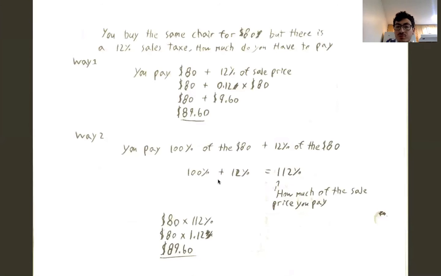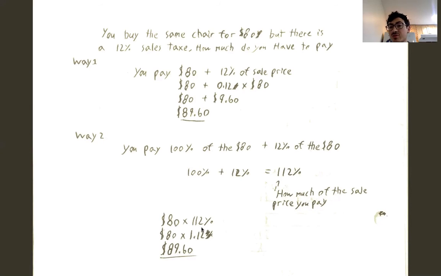In method 2, just like we did last time, we're going to add the percents up first. So we pay 100% of the $80 plus 12% of that $80 for the sales tax. So we can add these percents together, and this is going to give us 112%. So this is how much of that sale price we have to pay because of the taxes added onto it. So here we have $80 times 112%.